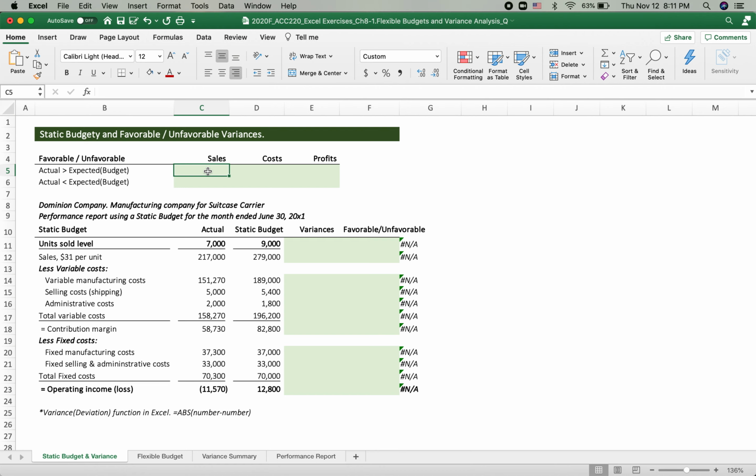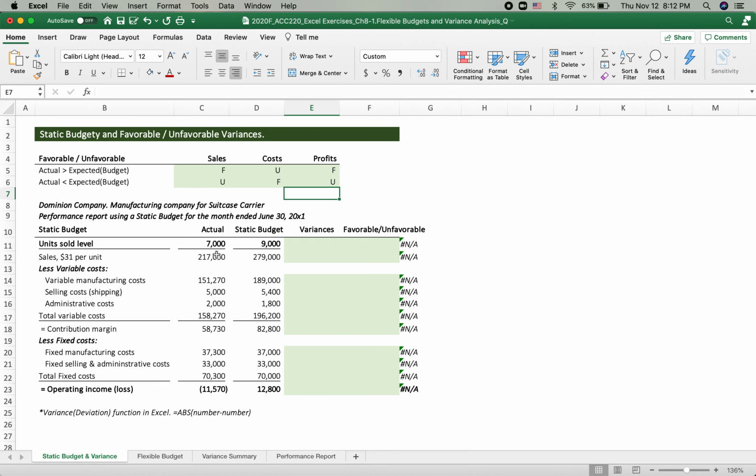Here, when the actual is greater than expected, again it is favorable. When the actual cost is greater than expected, this is unfavorable. What about profit? That's correct, that is favorable. Then if actual is lower than expected, it's totally opposite. So based on this understanding of favorable and unfavorable in sales, cost, and profits, now we want to create the variance analysis.